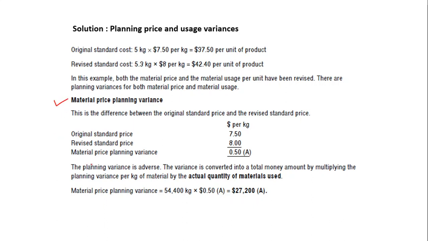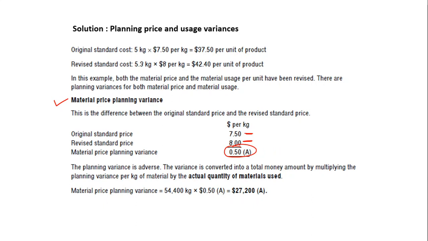Remember, this is the difference between your budgeted price and the revised price. Your budgeted price was how much? $7.5, whereas the revised price should be $8. So here the cost is increasing by $0.5, and since the cost is increasing, this is going to be an adverse variance.